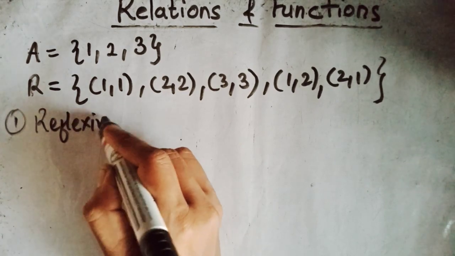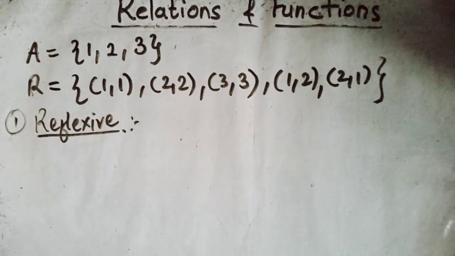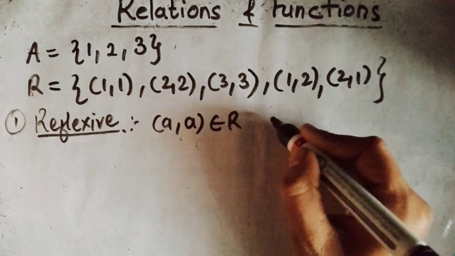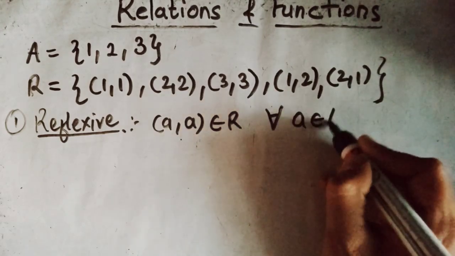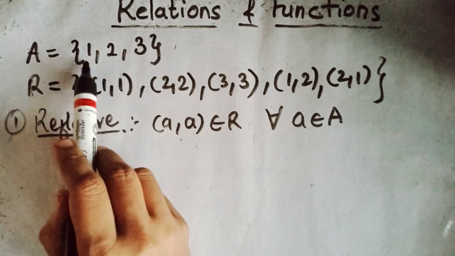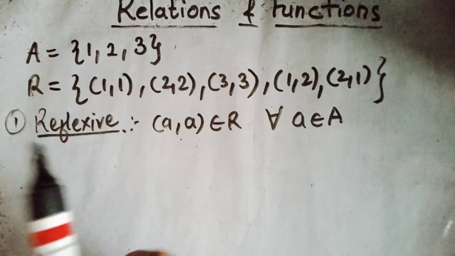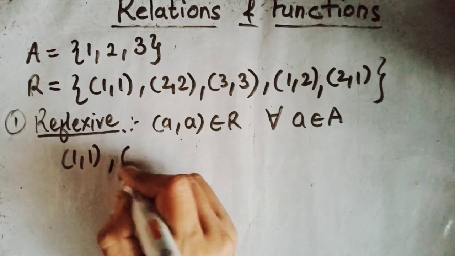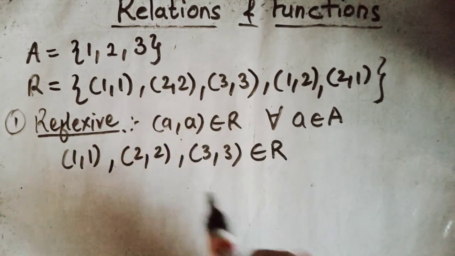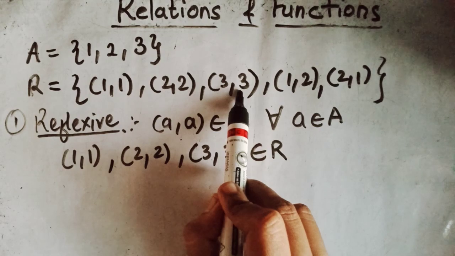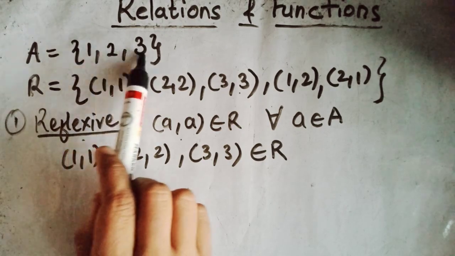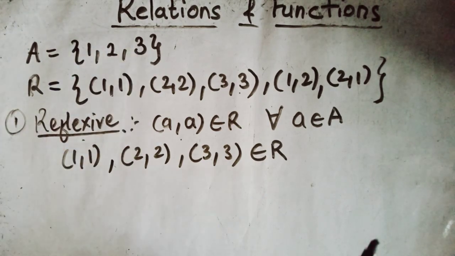So what does the definition say? A relation is reflexive if (a, a) belongs to R for all a belonging to A. So you have to check for every a belonging to A. Here the elements in A are 1, 2 and 3. So (1,1), (2,2) and (3,3) should belong to R, and they are present in R. So we can say that it is reflexive. So you have to look for every element of A.